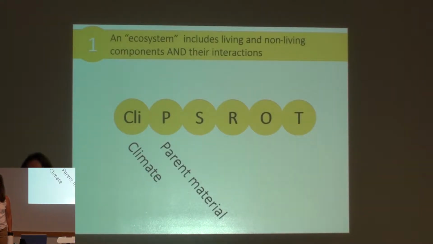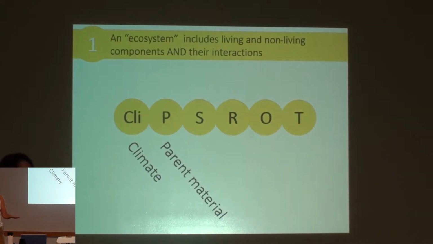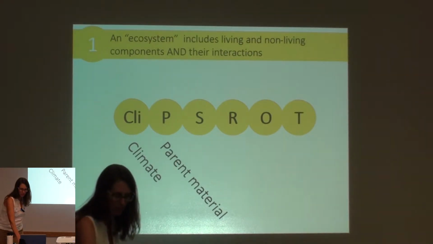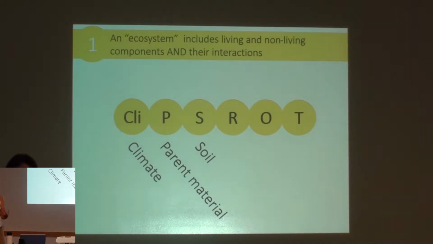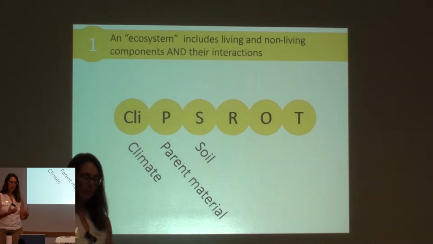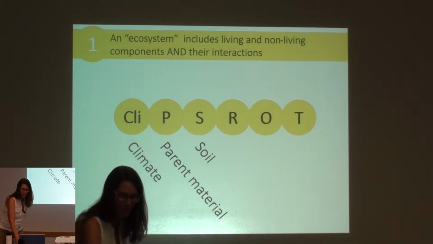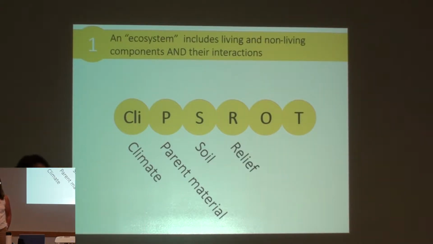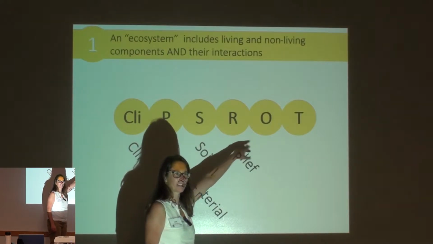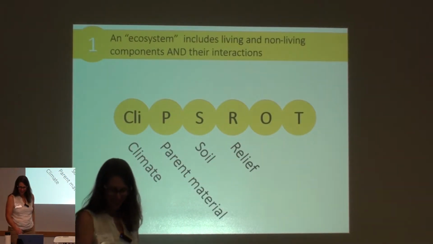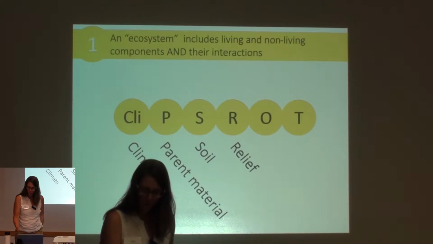P is the parent material, so that geological template that the ecosystem is built upon. S is the soil, which is a combination of factors, so the climate, the parent material, as well as a few other things, including the R, which affects the soil. Relief, you could say topography, but then it would be CLPS-TOT and people would get confused. So we say CLPS-ROT, so the relief, that's the slope angle and the slope length, those kinds of things.